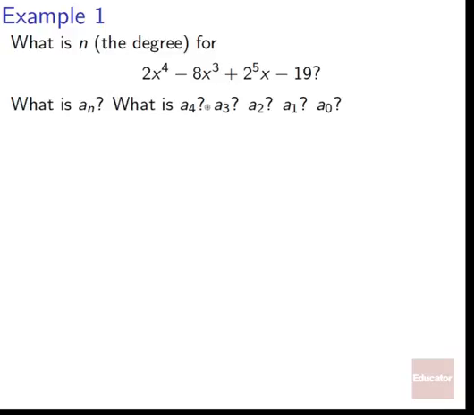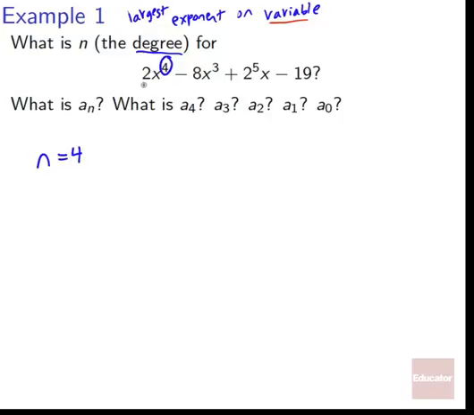What is n, the degree, for 2 to the 2 times x to the 4th minus 8 times x cubed plus 2 to the 5th times x minus 19? So remember, the degree is the largest exponent on a variable. So we go through, we look at all of our variables, and we see this is the largest exponent on any of our variables, right? We might notice this 2 to the 5th, but then we remember, oh yeah, it has to be a variable, so the 2 to the 5th isn't in the running, and so x to the 4th is the case. N is just our degree for a polynomial, so we've got n equals 4.